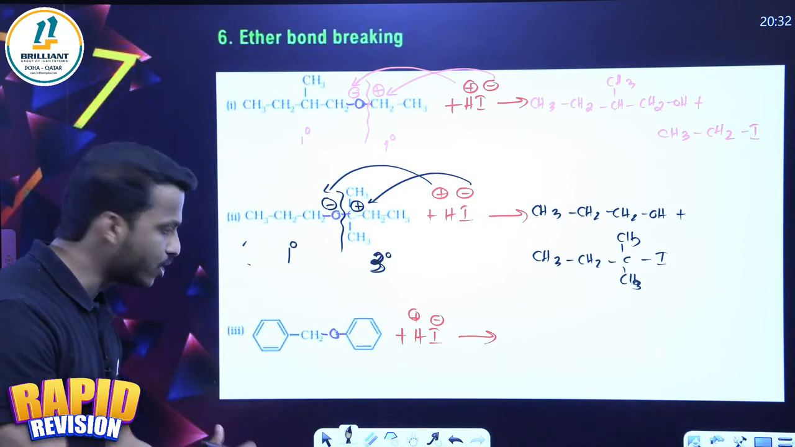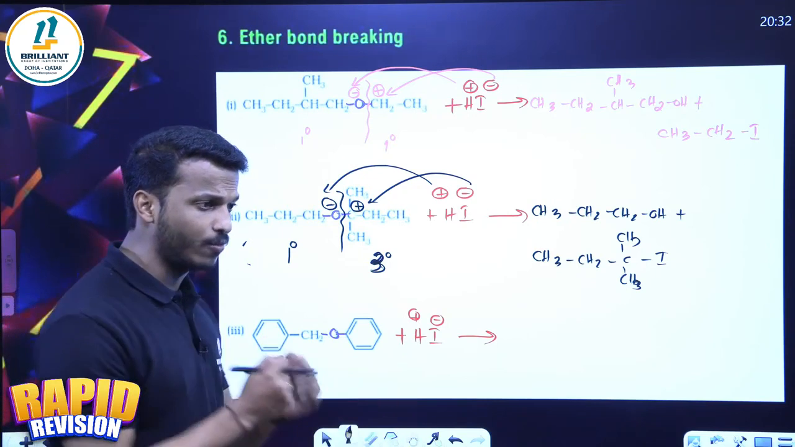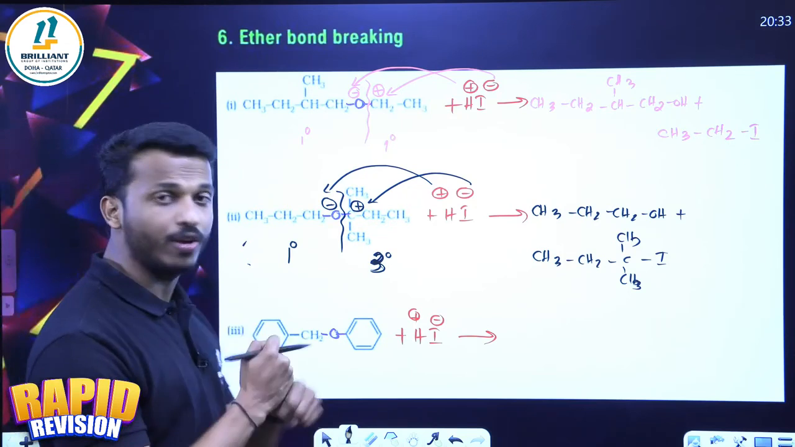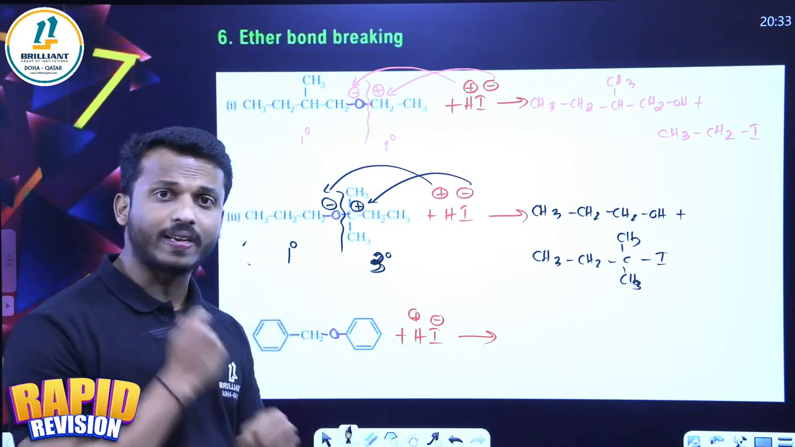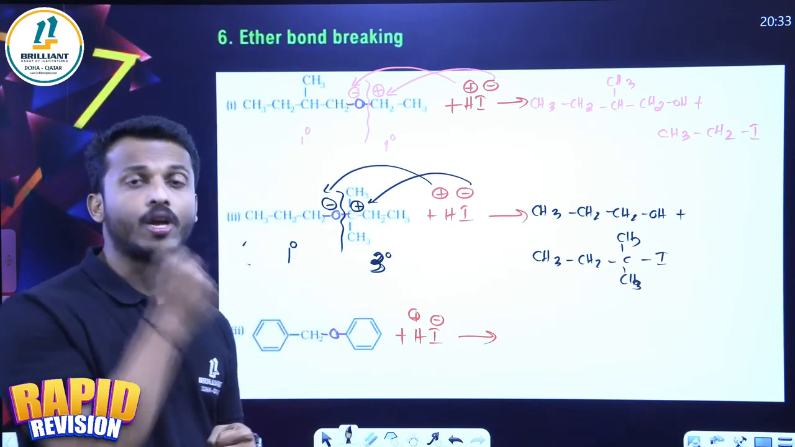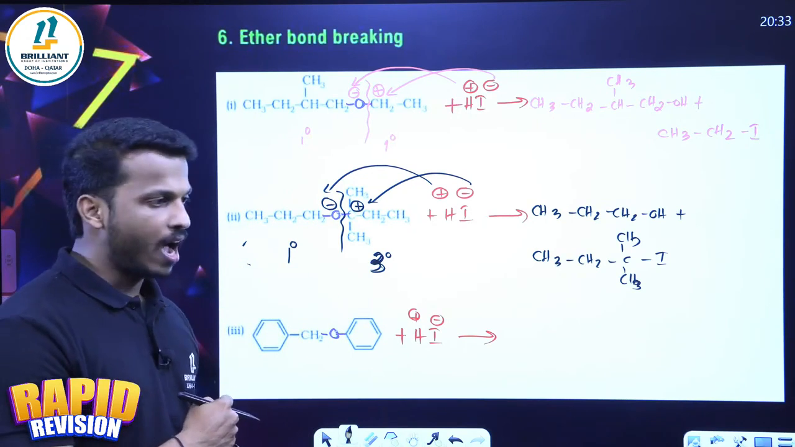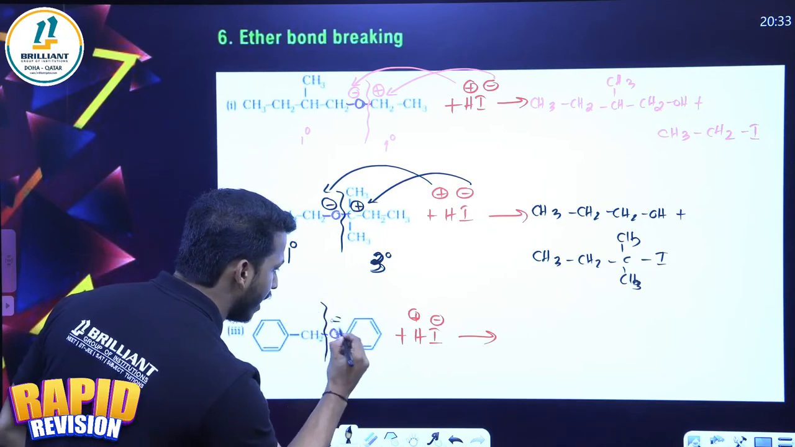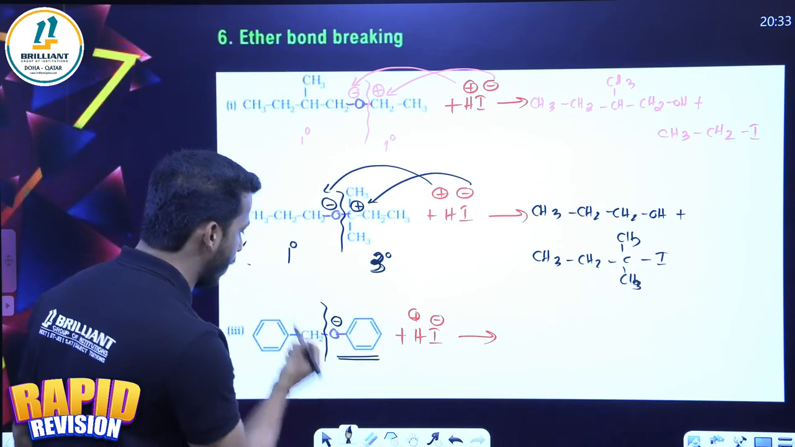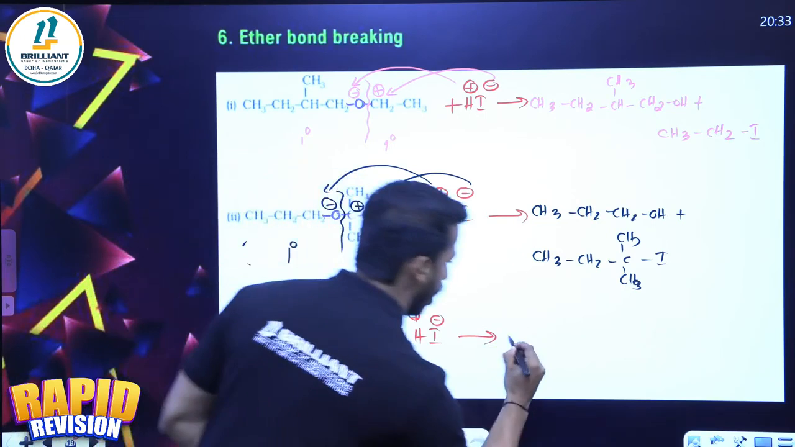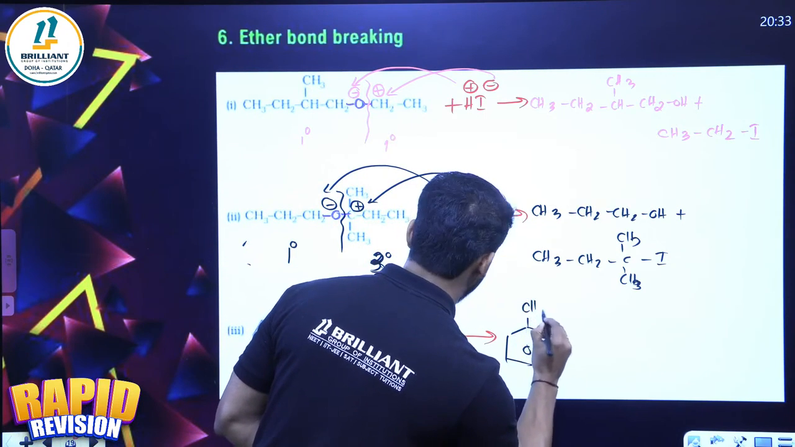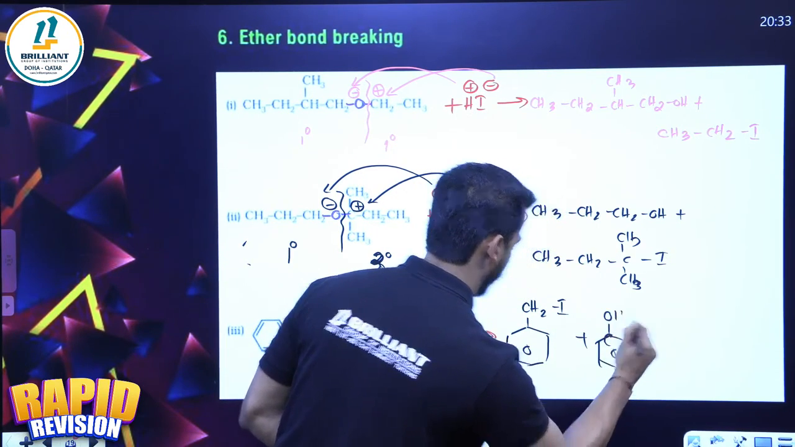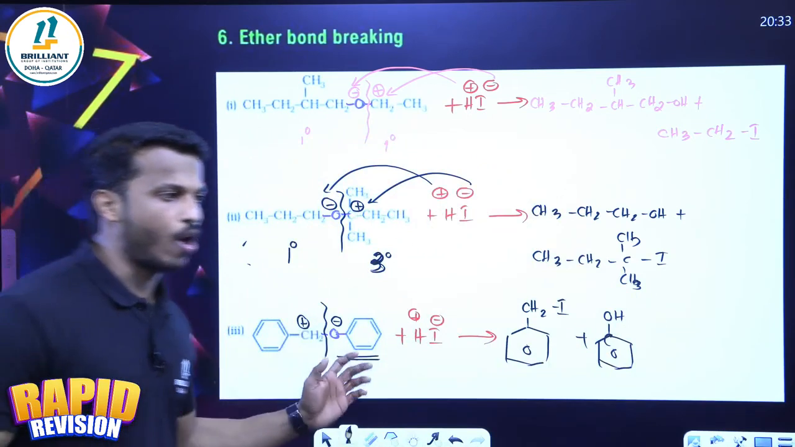Can you tell me, dear all, in the last question, where are you going to break faster? Left or right? It's an aromatic ether, right? In aromatic type ether, after the breaking, you should get a phenoxide ion. Yes, very good. If you break the left part, you get a phenoxide ion and benzyl carbocation. Now interchange it all, you will get benzene with CH2I and benzene with OH.